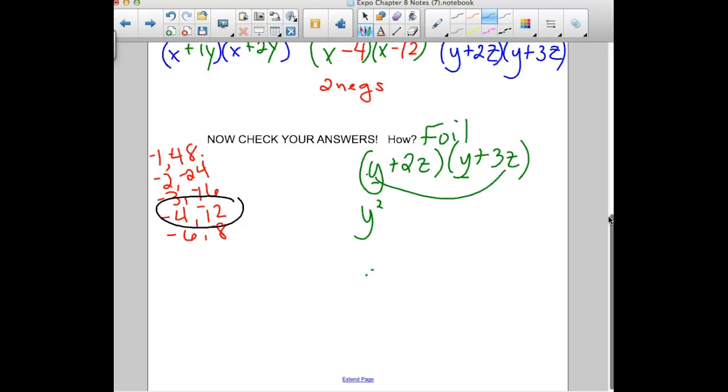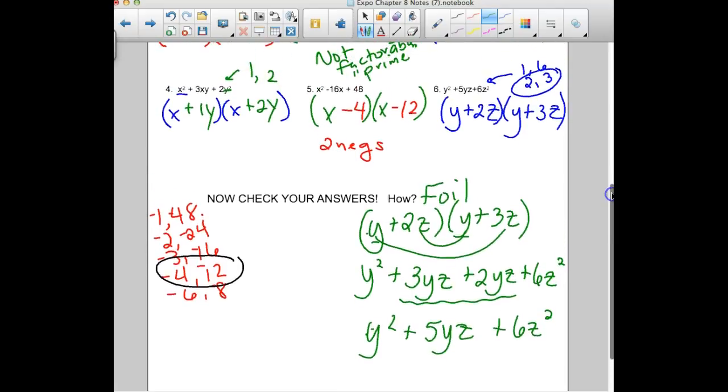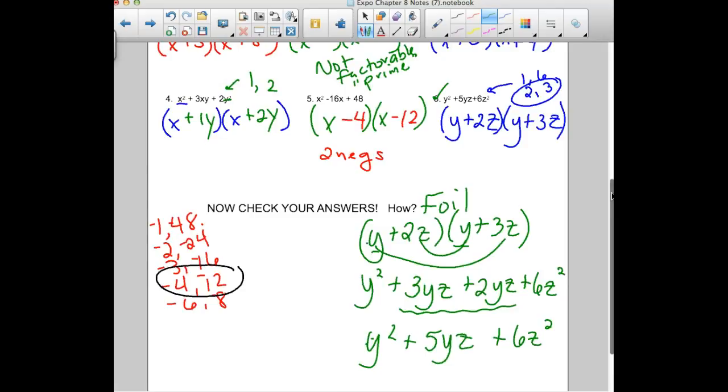Outsides, the outermost terms. So y times 3z is 3yz. And then inside, 2z times y would be 2yz. And our last term, 2z times 3z would be 6z squared. And when we combine these two terms in the middle that are like terms, we end up with y squared plus 5yz plus 6z squared, which is what we had originally as our question. So we did factor it correctly because we can FOIL our answer out and get back to our original question.